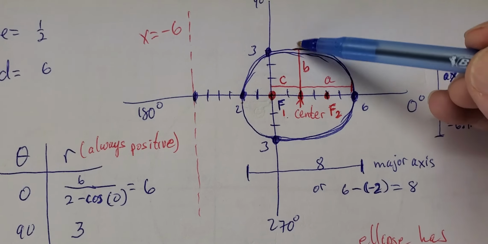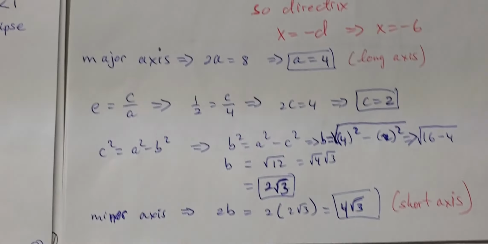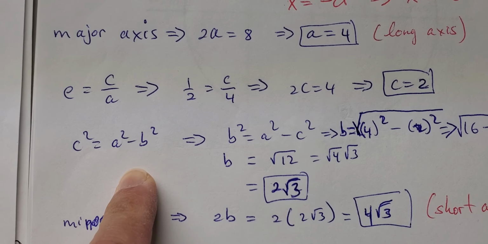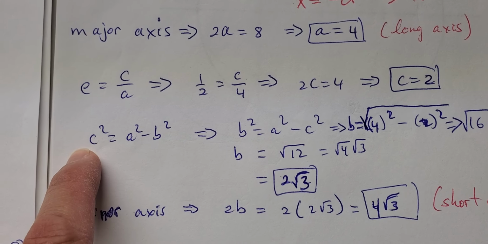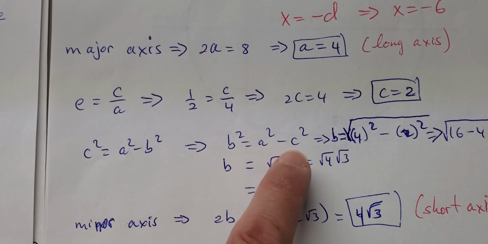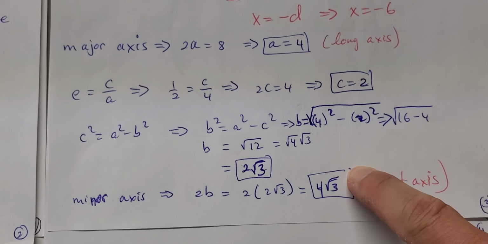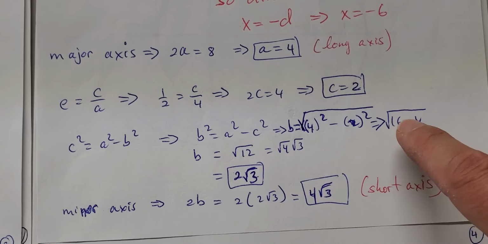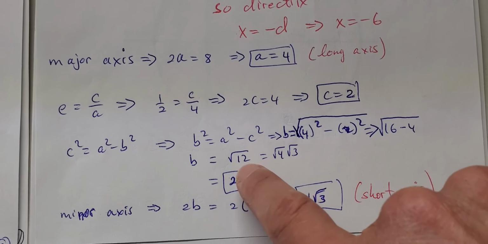Now I need to find b, from the top vertex to the center. To get b, you always use this formula for an ellipse: c squared equals a squared minus b squared. So just plug these numbers in. We know what a is, which is 4. We know what c is, which is 2. So 4 squared is 16. 2 squared gives me 4. 16 subtract 4 gives me 12.